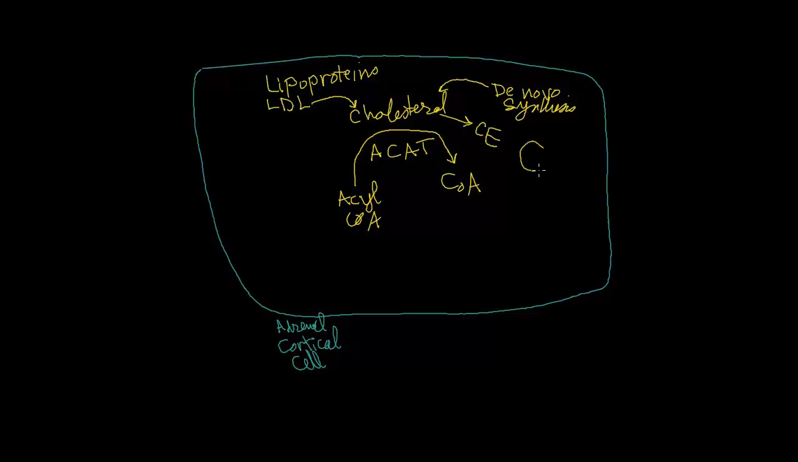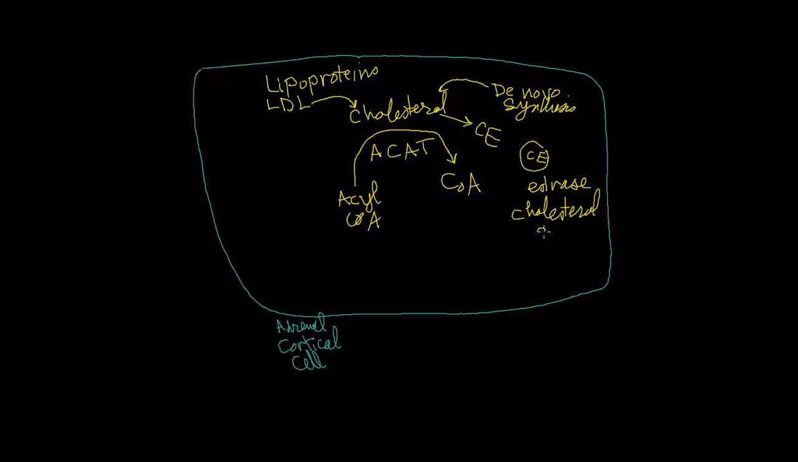This cholesterol ester is stored in vesicles or droplets within the cell. When the cell is stimulated, either by angiotensin II or by potassium ions, if it is in the glomerulosa, or by ACTH, if it is in the zona fasciculata reticularis, this cholesterol ester is going to be hydrolyzed by the enzyme esterase, and it will produce cholesterol again.